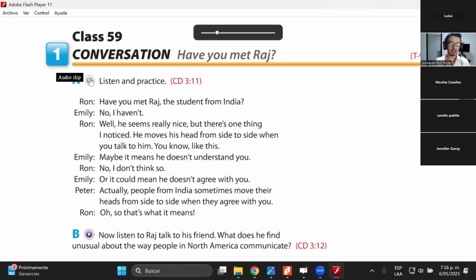Okay, do you have any questions about vocabulary from the text? No, no problem. All good. It's clear, the audio. Okay, great. So they are talking about Raj, who is a student from India. And then they start talking about the possible meaning of this body gesture. So the woman says that it possibly means what? What is the first hypothesis about it?